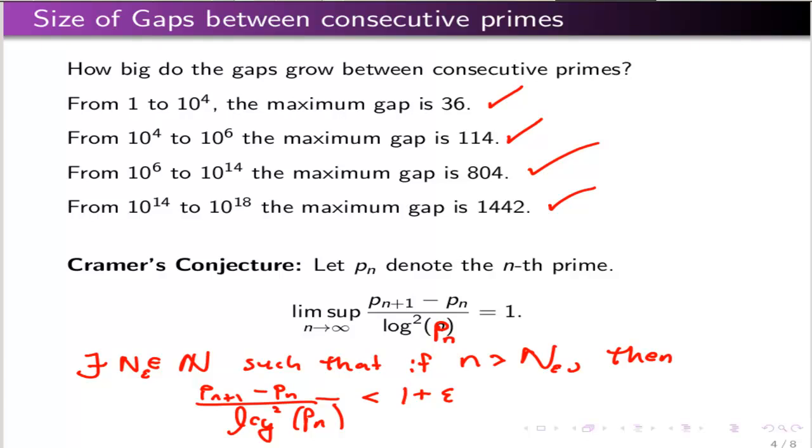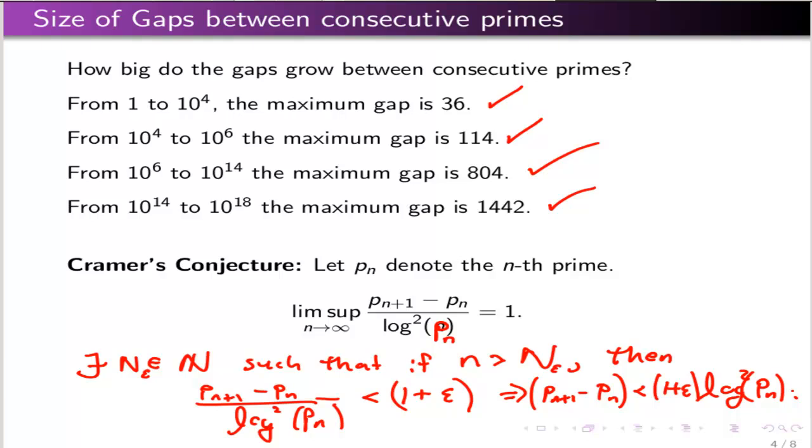Okay, so in other words, the gap size P_{n+1} minus P_n is going to be less than 1 plus epsilon times the square of the logarithm of the number that you're sitting at. So the gaps do indeed get very small between consecutive primes.